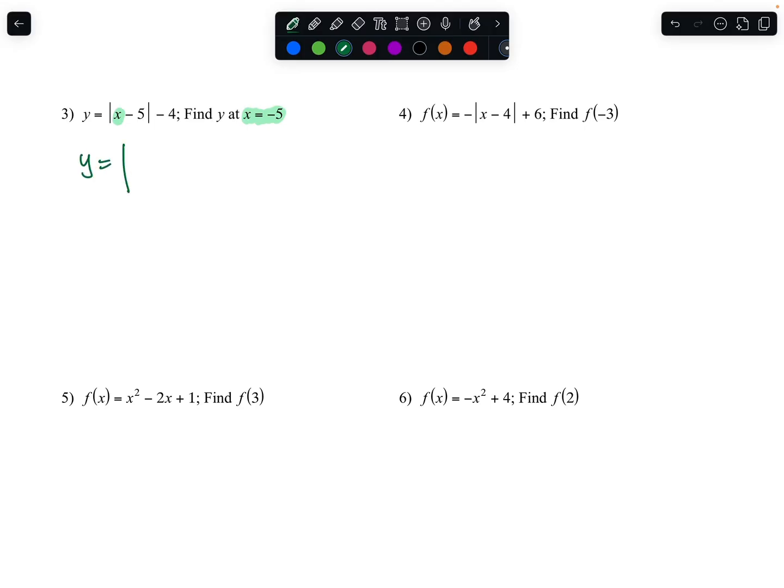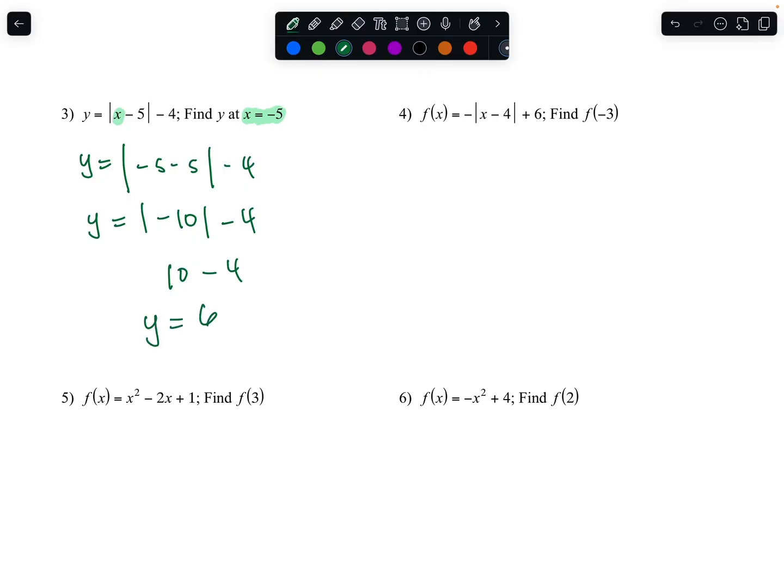y equals the absolute value of negative 5 minus 5, minus 4. What students will do, they'll see negative 5 minus 5 and think that's 0. That is not correct. Negative 5 minus 5 is negative 10, minus 4. And again, anytime you have numbers inside the absolute value bars, that means that whatever's in there is going to become positive, okay? So that negative 10 is going to become a positive 10 minus 4. So my answer is 6.